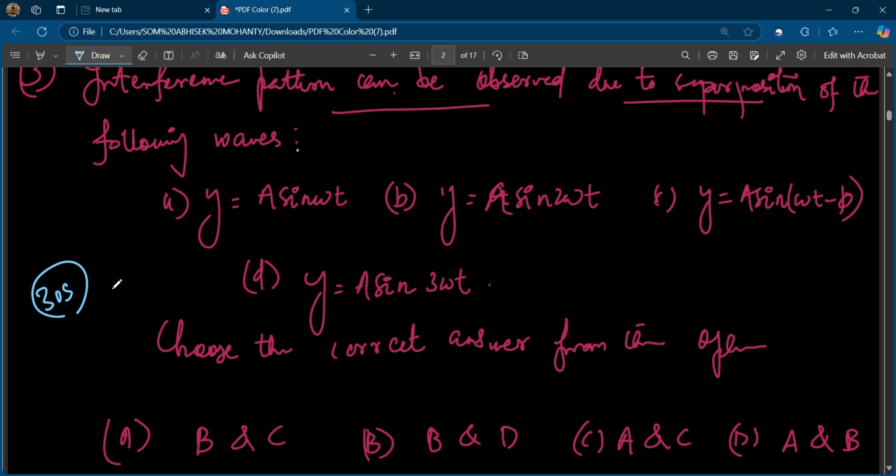Interference pattern can be observed due to superposition of the following waves. So y is equal to A sine omega t, y is equal to A sine 2 omega t. Option C, y is equal to A sine omega t minus phi. And option D, y is equal to A sine 3 omega t. So you have to choose the correct answer from the options.